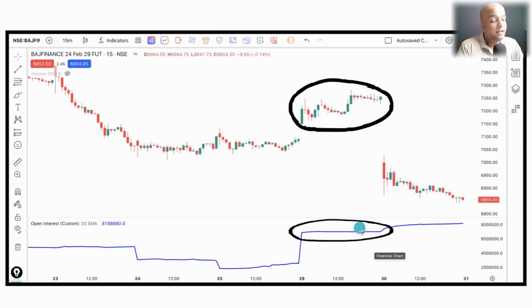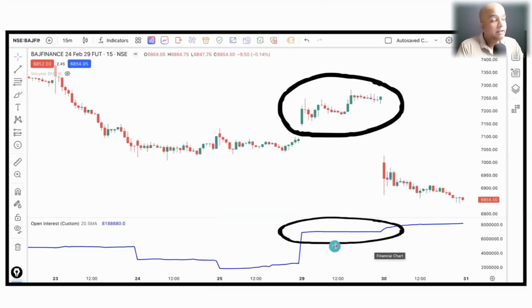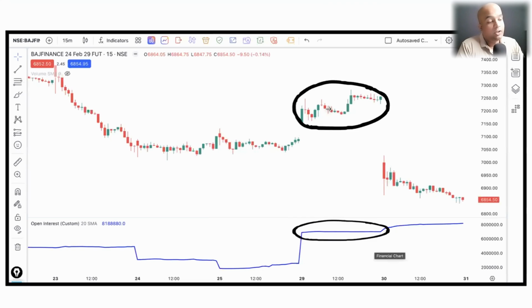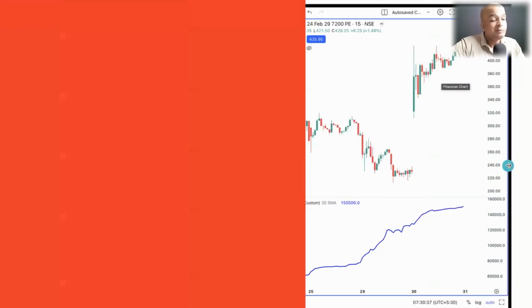It means it is not a long build up, right? So we can't say it is super bullish or bullish. So हमें carefully हमें manage करना पड़ेगा.